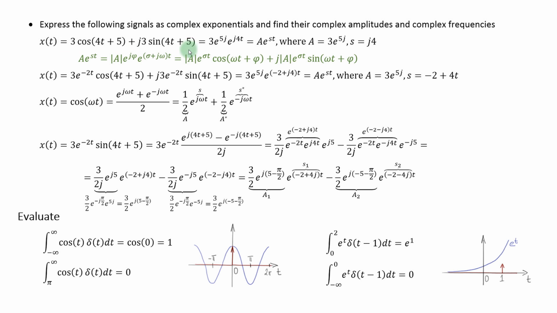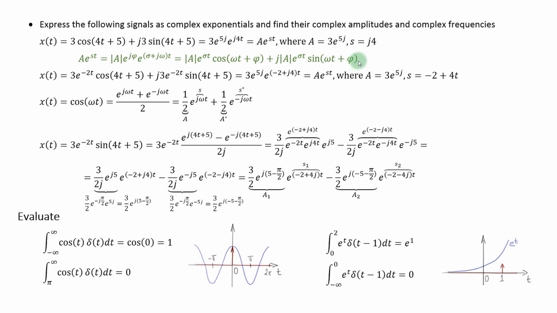To do that, you need to remember this formula which I showed you in the lecture, and then you can identify that this expression actually corresponds to this one. This number 3 would correspond to this magnitude. This sigma would be 0 because I do not have any real exponential here. Then this number 4 would correspond to this angular frequency omega, and this number 5 would correspond to this phase.